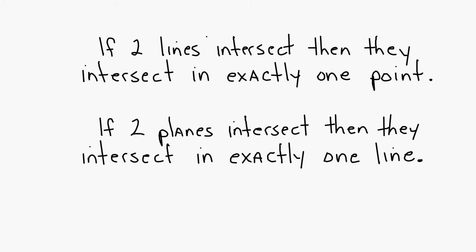Lines intersect at points. Agreed? Planes intersect at lines. Make sense? The front wall of the classroom is a vertical plane. The ceiling is a horizontal plane. Where the ceiling and the front wall meet, do you see that edge? That edge represents a line. All right? So where planes meet, they form a line. Where lines meet, forms a point. Got it? Questions?